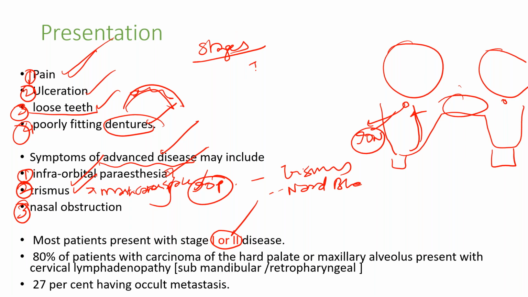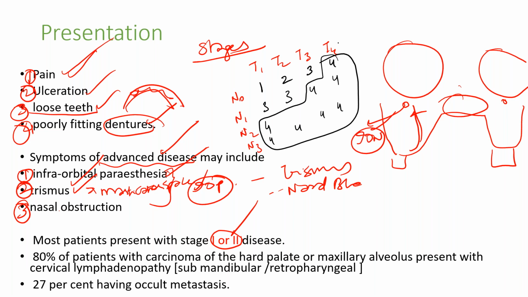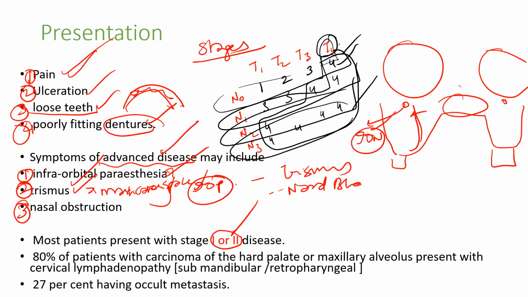Once again, I'll try to tell you: T1, T2, T3, T4 should be written like this, and N0, N1, N2, N3. And you should try to write it another way, so 1, 2, 3, 4. T1, T2 is like that, you write 3 here, and the rest all you write 4. You will get the staging of the disease very easily. So T4 N0 is stage 4, T4 N1 is stage 4, T4 N2 is stage 4, T4 N3 is stage 4.